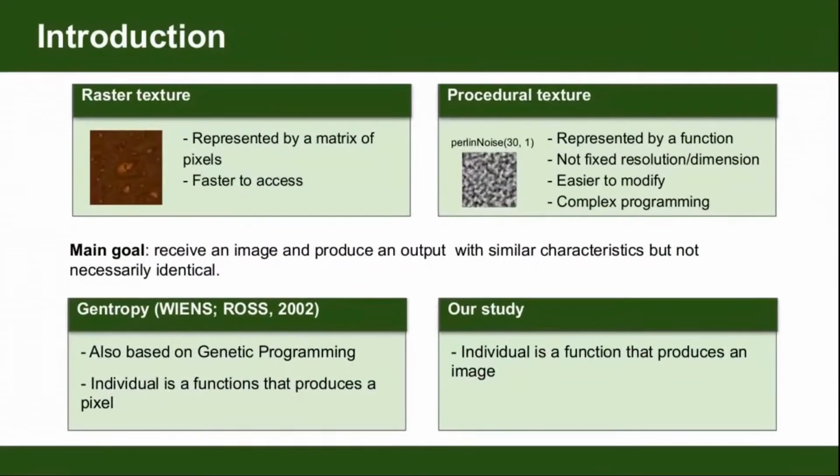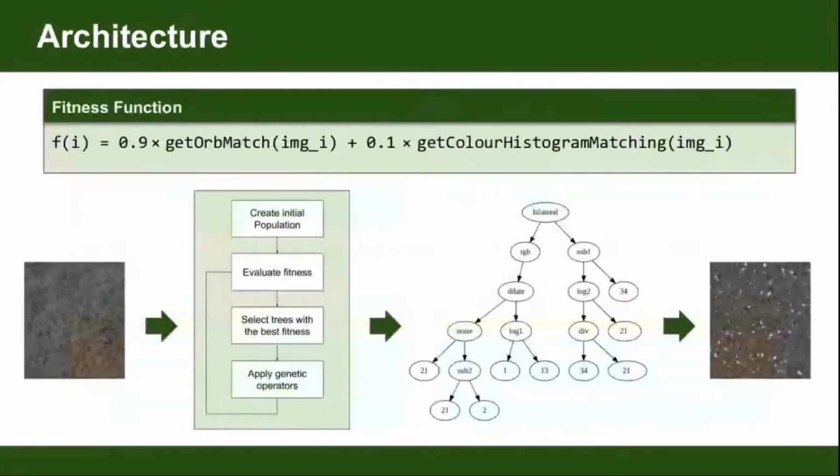In this study, we present a procedural texture generator based on genetic programming that provides a set of operations capable of generating an image with similar characteristics given a sample image, but not necessarily with the same features. The main related work is Gentropy, authored by Vince and Ross. Our study differs from it by representing individuals as expressions that return a full image instead of a pixel.